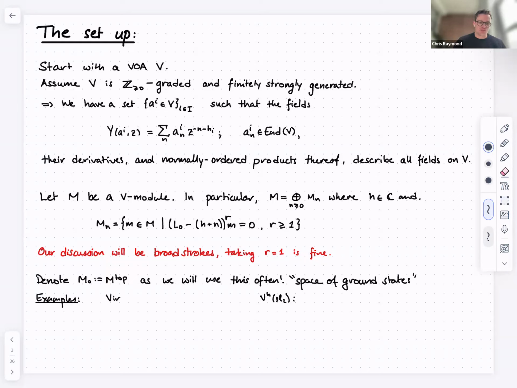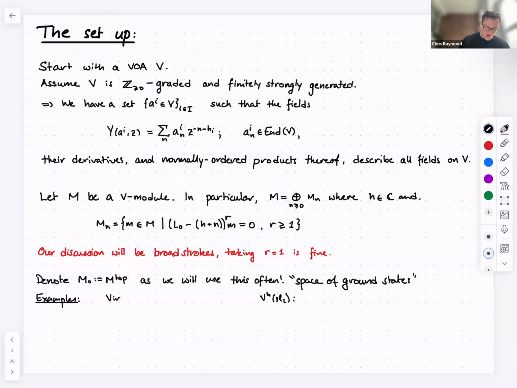I want to introduce this idea of what's called the top space. This is something we're going to use often. This is what we'll call the space of ground states. If you think about having some bounded module, some cutoff on the eigenvalues of L0, this will be the top space if I draw going down the page what my modules might look like in weight space. So here we can quickly throw in some examples.